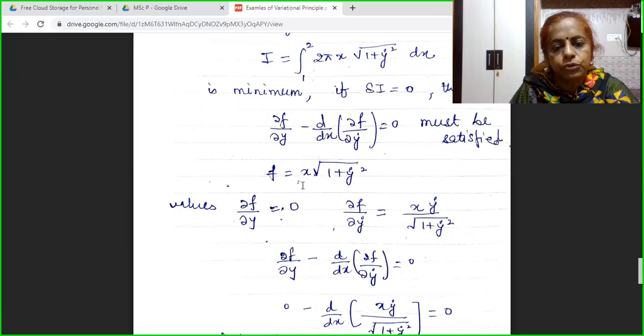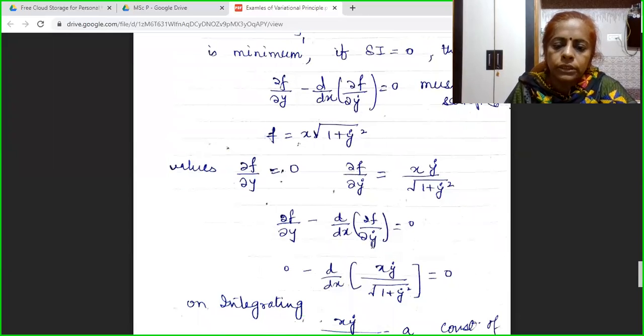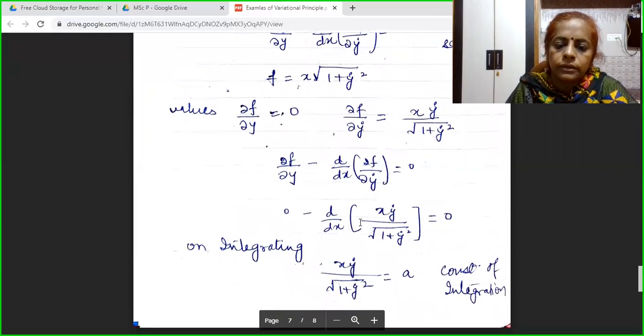Differentiating with respect to y naught, x is constant, and the differential of root of 1 plus y naught square will be half times 1 upon root of 1 plus y naught square times 2 y naught; the 2 cancels with the half. So I get the differential of f with respect to y naught. Substituting the two values and integrating this expression, the differential cancels out. I get my term to be x y naught upon root of 1 plus y naught square equals a, a constant of integration.